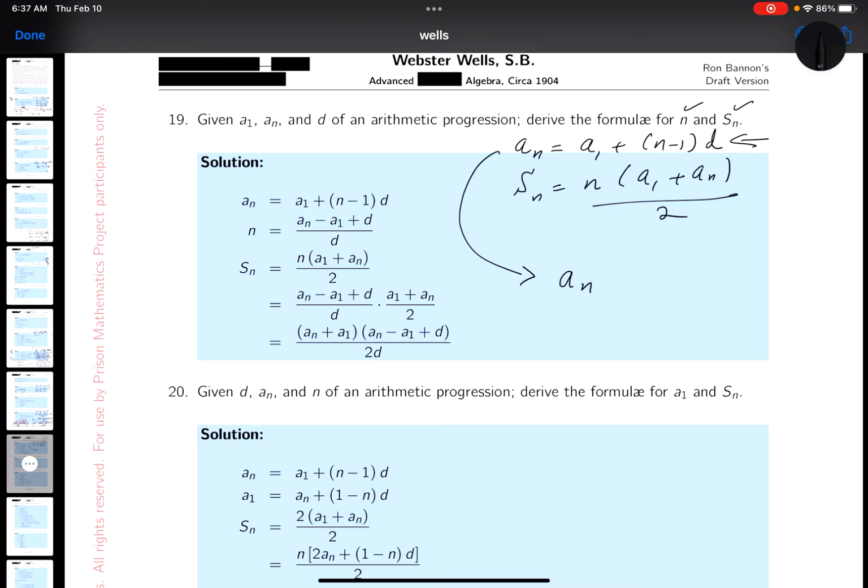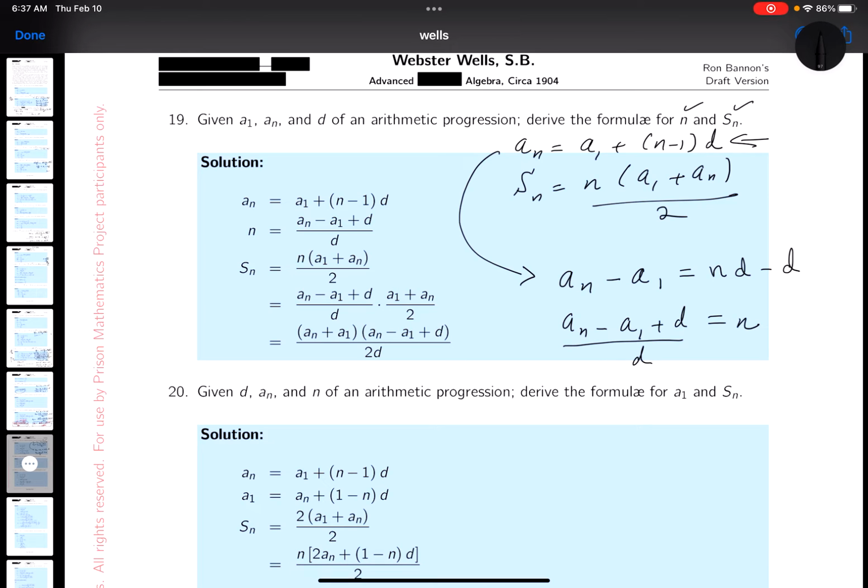an - a1 equals, well, let's write this down, it's going to be nd - d. I'm going to add d to both sides. And what do you get? an - a1 + d would equal nd, and I'm going to divide through by d. And that would equal n.